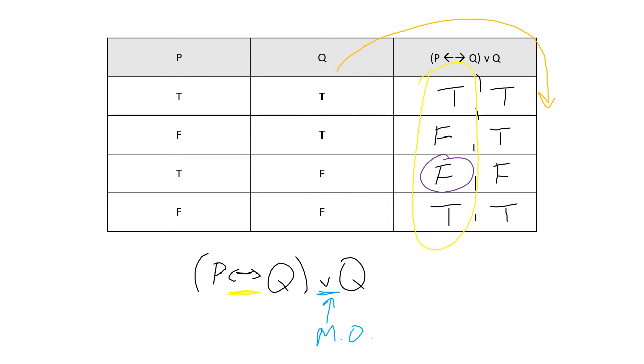And so now we can erase all of this. We don't need it anymore. And so the truth values for each different combination for this single sentence up here at the top is true, true, false, true.